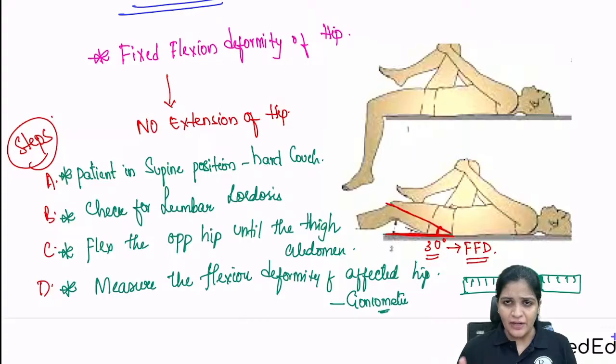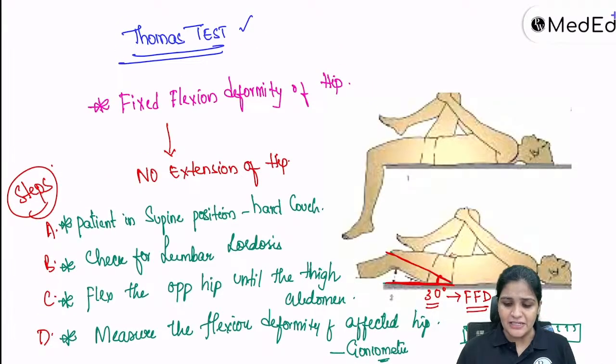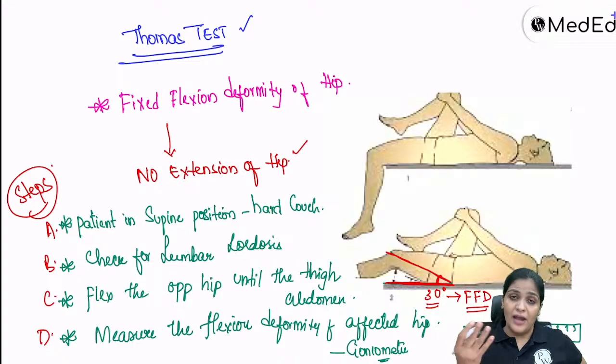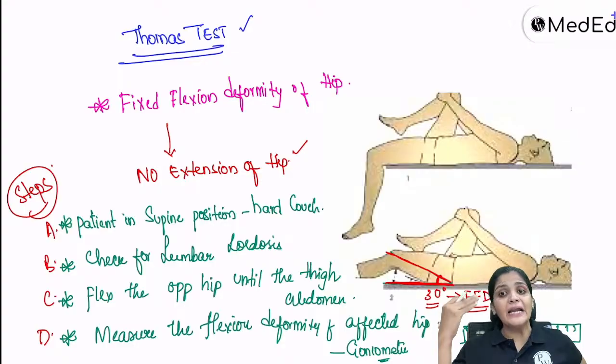So what is fixed flexion deformity? Whenever your extensor muscles are involved, like what are the extensors of the hip? When the gluteus maximus muscle is involved because of any disease like your tuberculosis, your avascular necrosis, the extensors become weak. So whenever the extensors become weak, the hip goes into flexion. But with the flexion of the hip, can you walk? You can't walk, right? So what does the body do? The body compensates by increasing the lumbar lordosis.